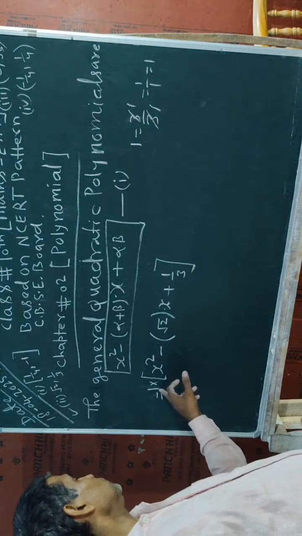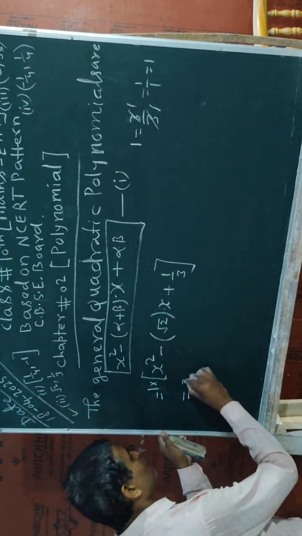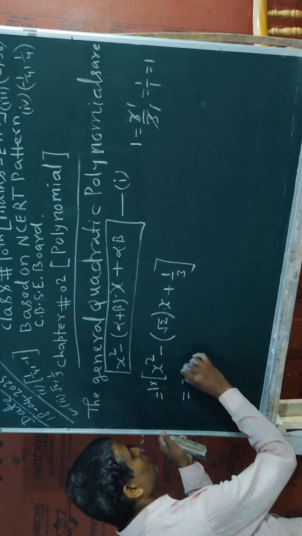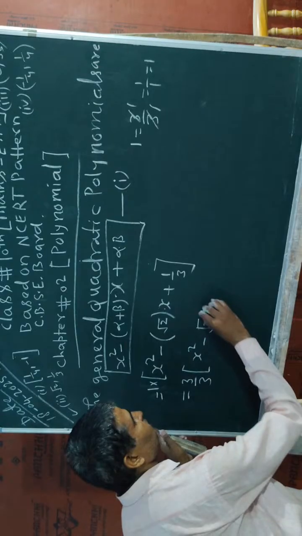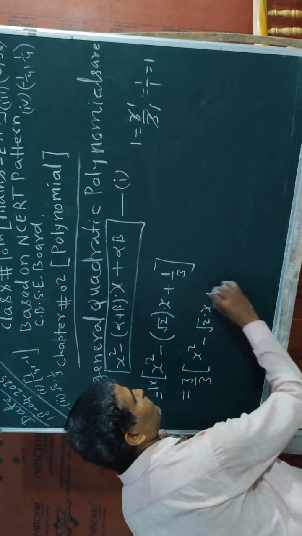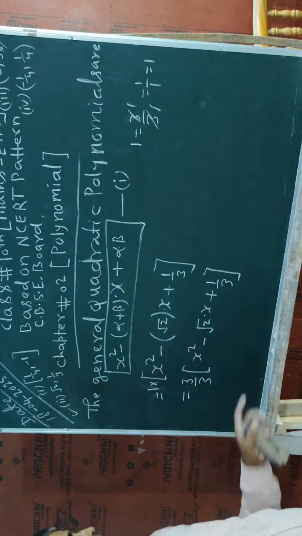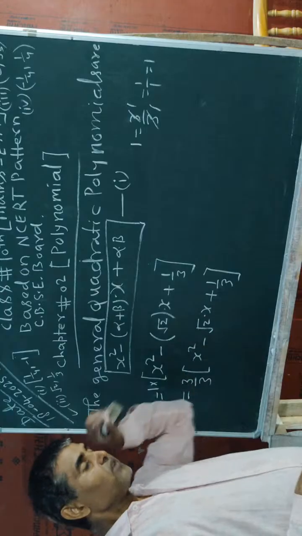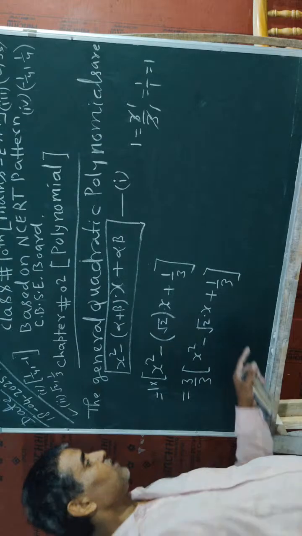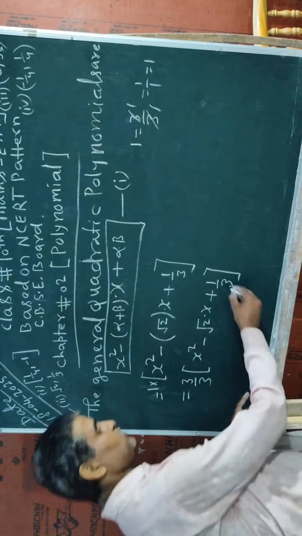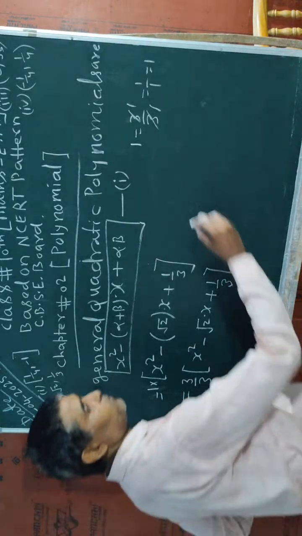Now further, I am going to write 3 by 3 in the place of 1. So here I am going to write 3 by 3, then x square, here I will write root 2 into x, and here I will write 1 divided by 3. Okay students, if you have any comment, any issue, doubt or query, then ask in the comments, and I will solve your query positively.